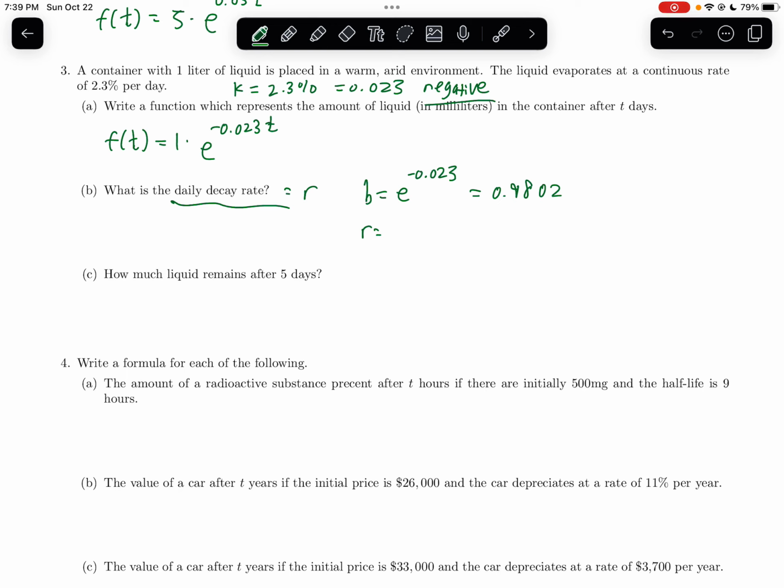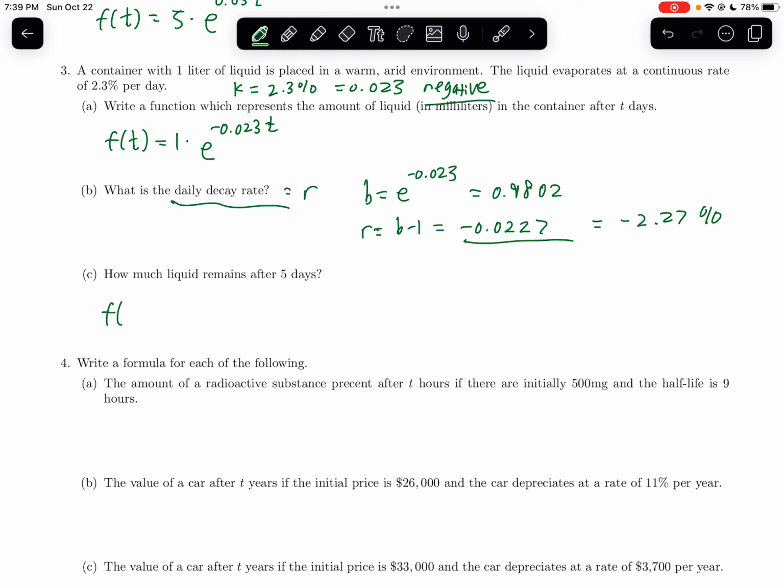So your decay rate here is b minus 1, and that minus 1 is negative 0.0227. So this is negative, which again makes sense because it's a decreasing function. And so this is your decay rate, or you could write this as negative 2.27%. That's fine.